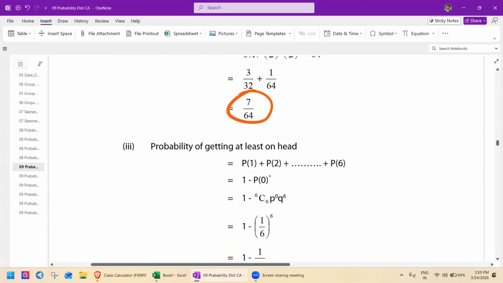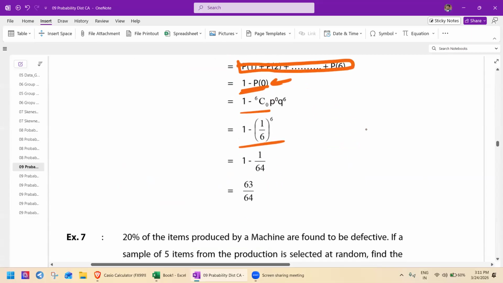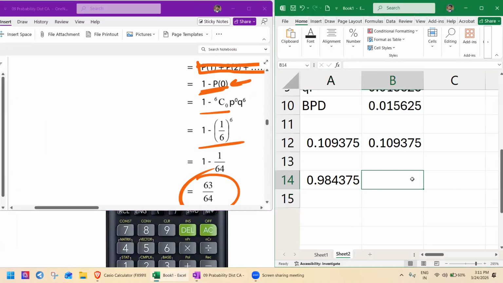Let's check the answer. It's probability of getting at least 1 head. So the formal way is what? Find the probability of 1, 2, 3 up to 6. But here we can get this value using the shortcut. For that, we get 63 over 64. Let's verify the answer. 63 divided by 64. Right, both we are getting the same answer.